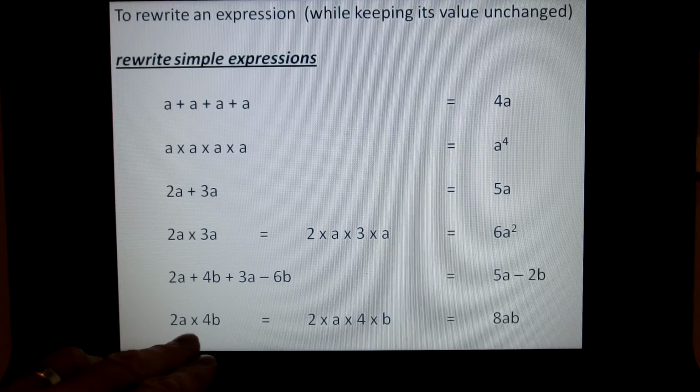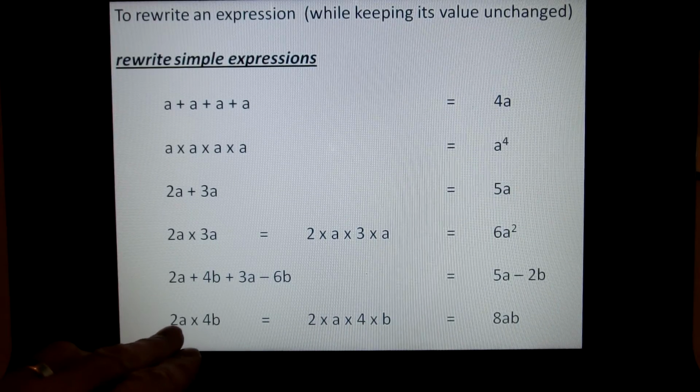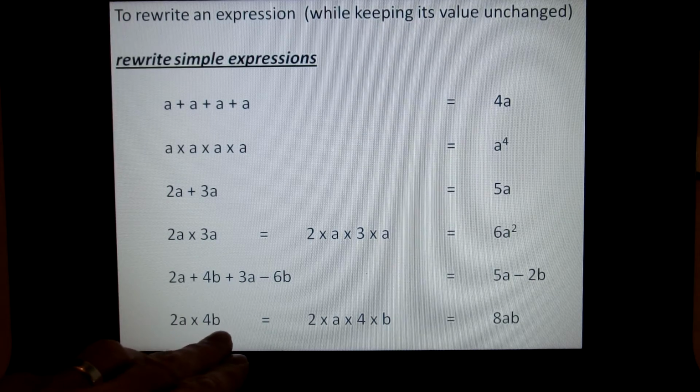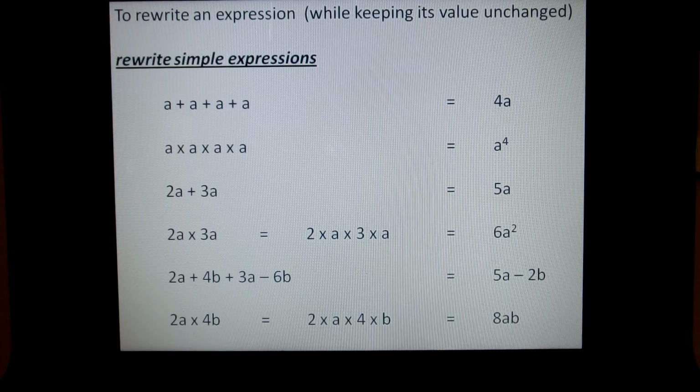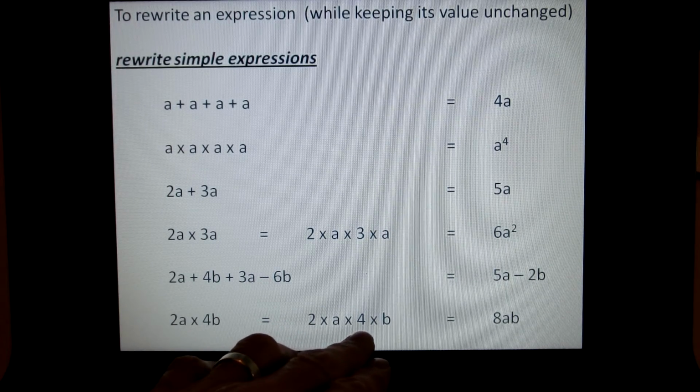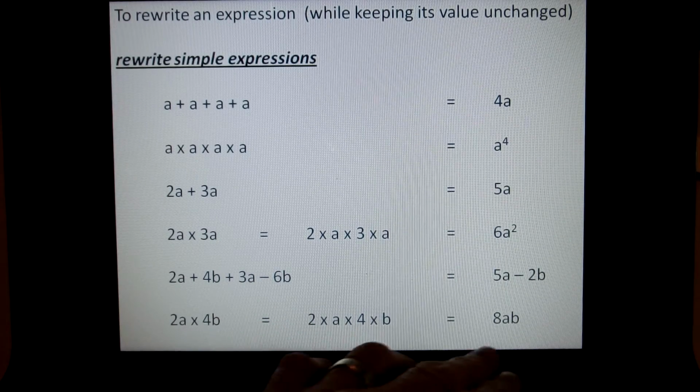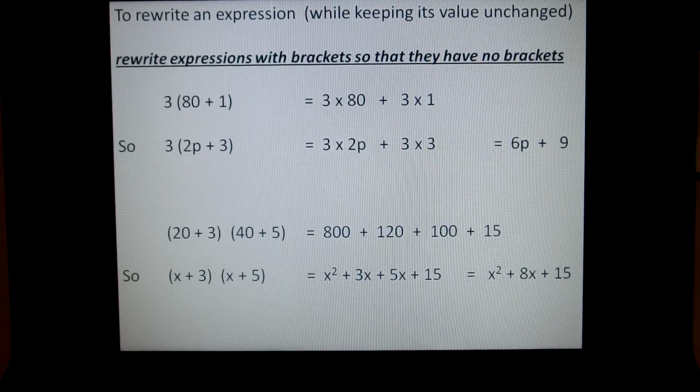The last one here, this is a multiplication chain, 2 times a times 4 times b. Multiplying doesn't care about order, so put the 2 and the 4 at the front to get 8, and then 8ab, which is why that's what's showing there.